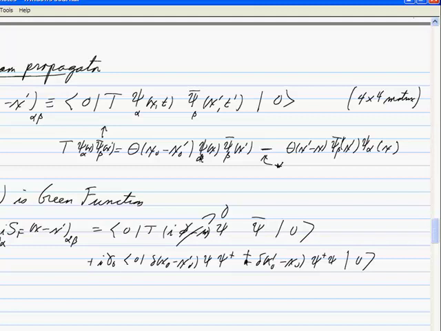These give you equal times. This gives you the equal time commutators. And one of these is barred. Sorry, bar. The equal time commutators give you three spatial delta functions. This turns into the i delta 4 of x minus x prime. Okay, so it's the Green's function.